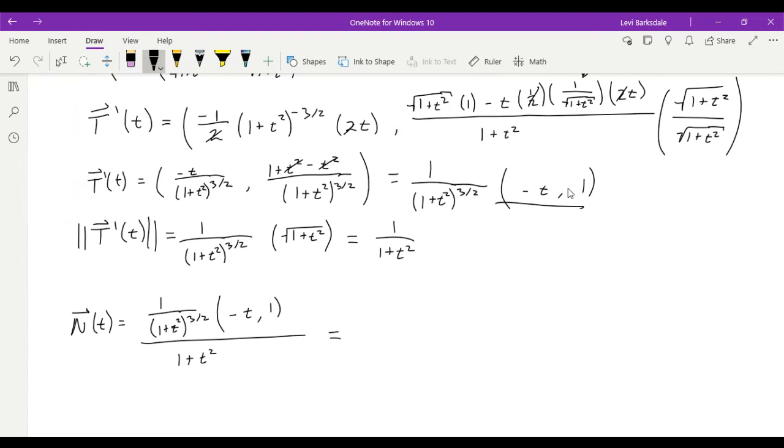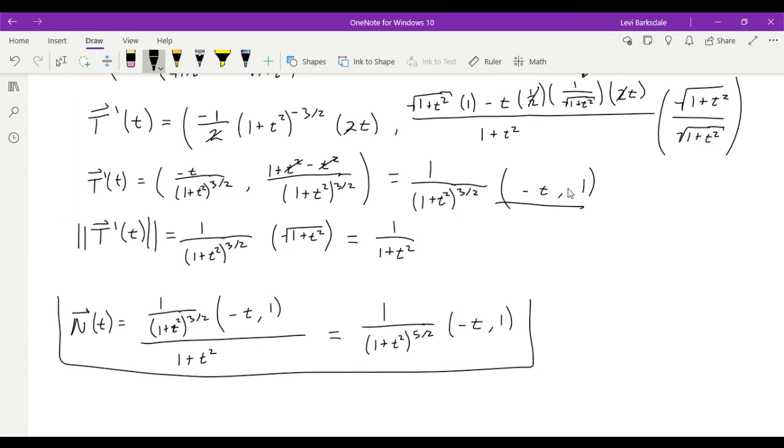this 1 over 1 plus t squared to the 3 halves, move it down to the denominator. As a final answer, we get 1 over 1 plus t squared to the 5 halves times negative t comma 1. And I am pretty sure that's correct, if you've been following along. And if you notice a mistake, sorry about that. But you get the general idea. All right, any questions?